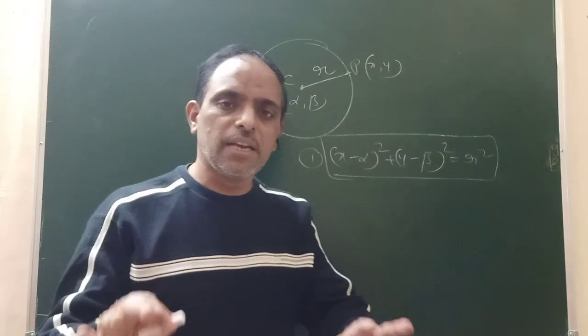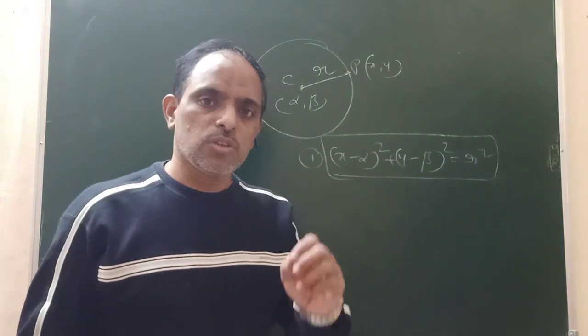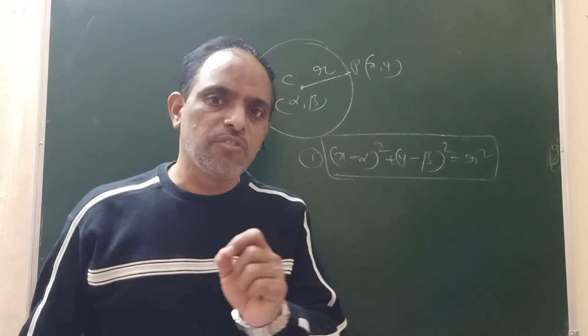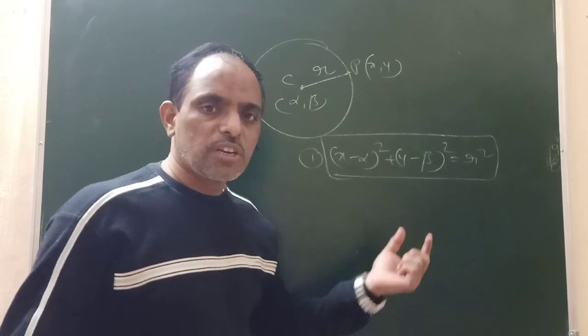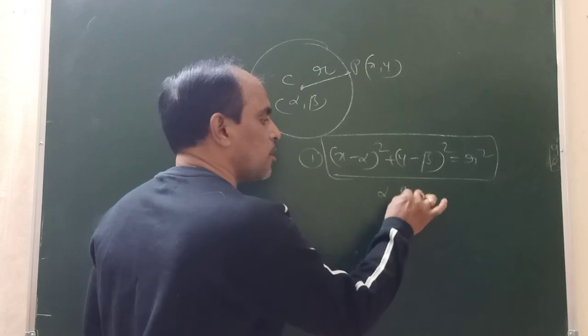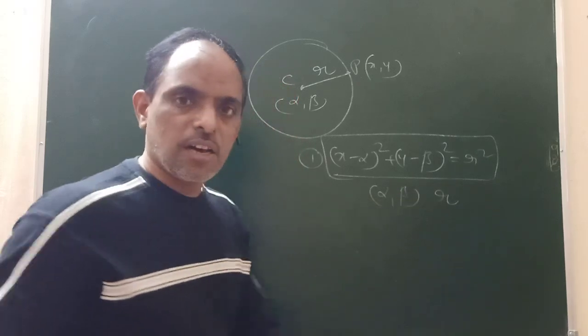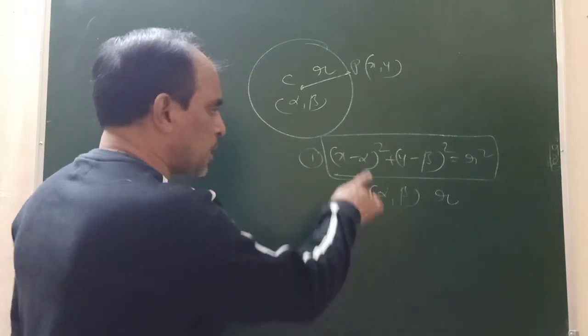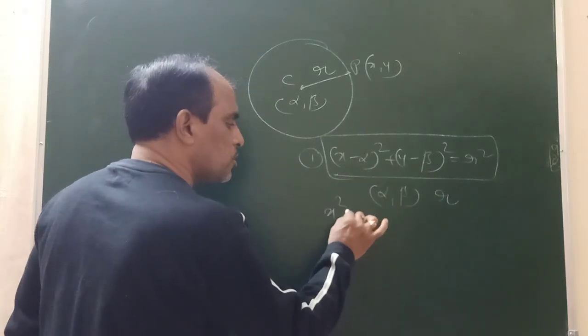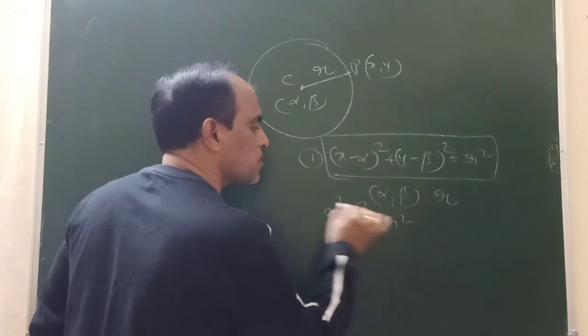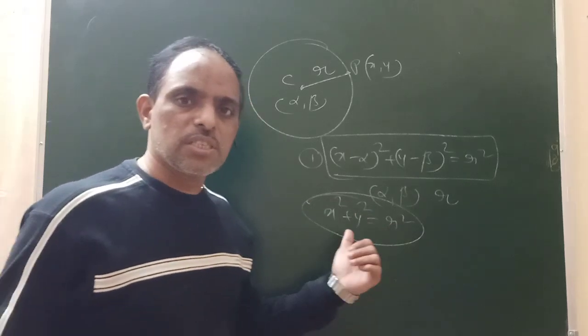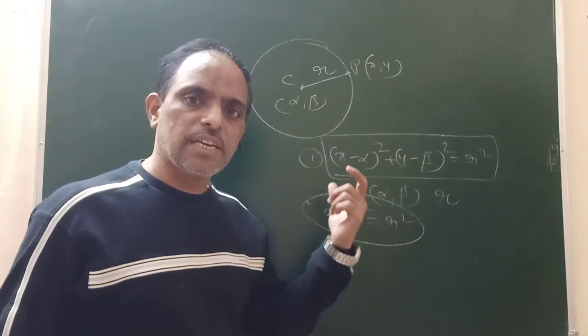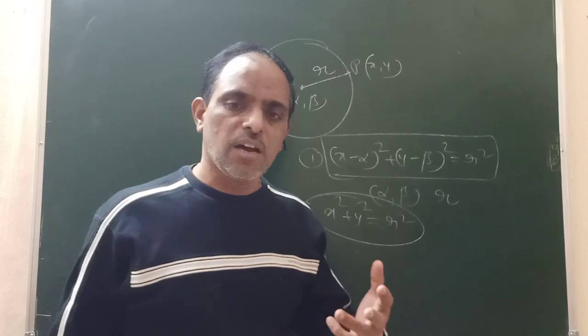This is the fundamental equation of circles. To find the equation of a circle, these are the two requirements: the center is at (alpha, beta) and the radius is r. Suppose the center is at the origin, that means alpha and beta are 0, then the equation is x square plus y square is equal to r square. So this represents the equation of a circle when the center is at the origin and the radius is r.